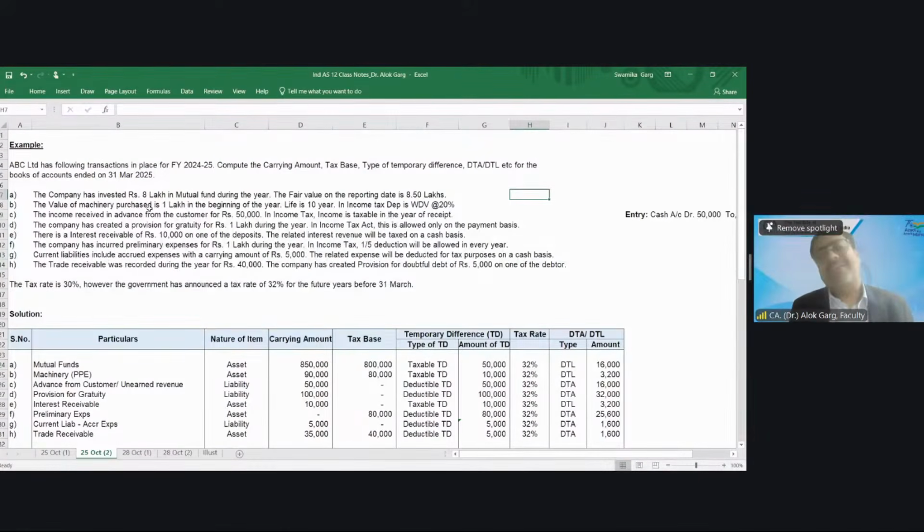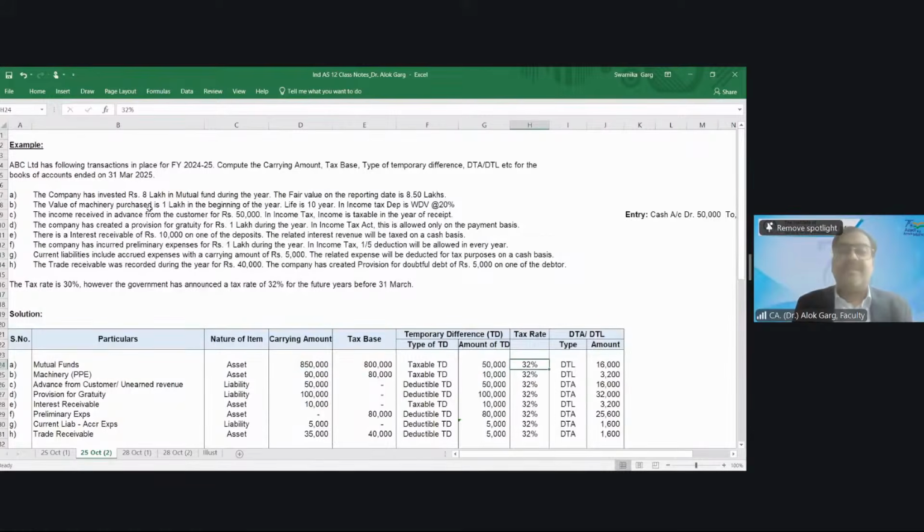Taxable temporary difference. So mutual fund, what is the nature of the item? Mutual fund is an asset. Carrying amount 8.5 lakh, tax base 8 lakh. It is creating a taxable temporary difference. And what is the temporary difference? 50,000 rupees, right?